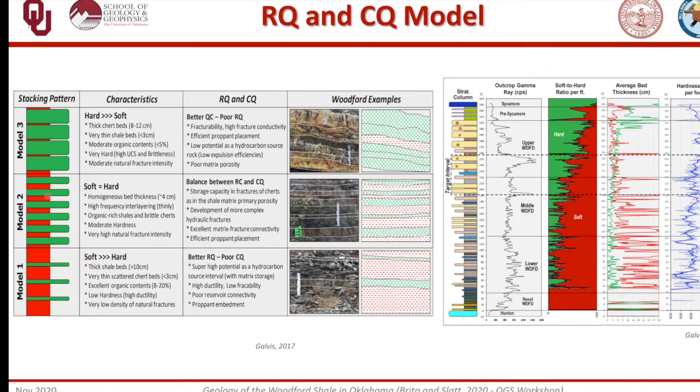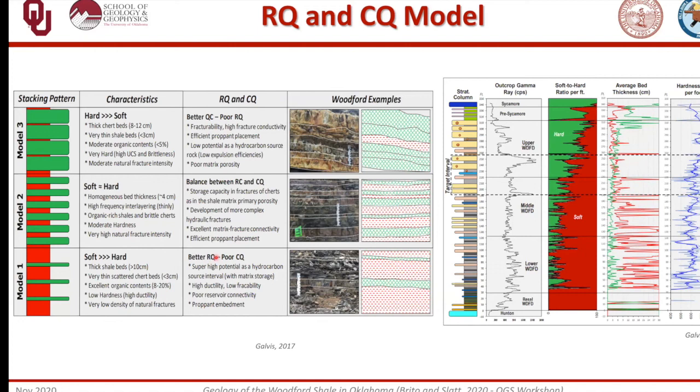We think that the sweet spot is in model 2, when you have the same ratio of soft and hard beds. And they tend to be thinner, so it improves or helps the fracture density distribution or the SRV of the rock. When you have model 3, you might have good frackability and better completions quality. However, the reservoir quality is not that good because you don't have that much organic matter and organic porosity. In the case of model 1, you have too much soft rock, and this soft rock might be good in organics, good soft rock, but might not complete as well.